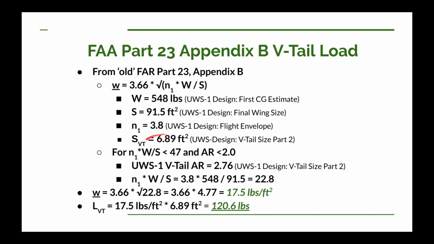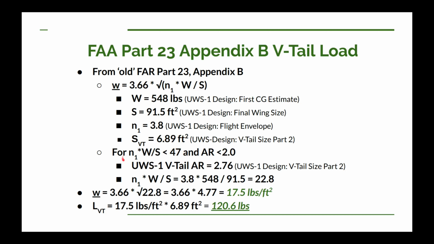And now we want to know what the surface area of our vertical tail is, which is 6.89 square feet. And if you want to know how I came up with that, that is the vertical tail size part 2 video. And again, a link up here in the right hand corner. And by the way, that is for a single vertical tail, but we have 2. And we're going to do all of our calculations for a single vertical tail. Just remember that there's another one too.